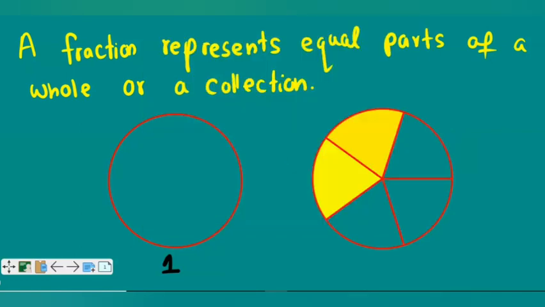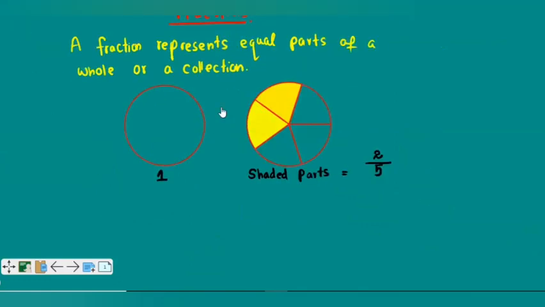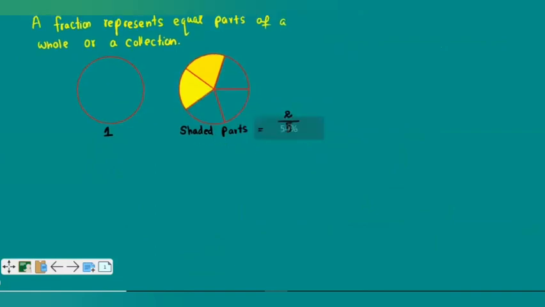Here I have shaded 2 parts out of equal 5 parts. Then the shaded parts can be expressed as there were 5 parts. Out of 5, I have colored 2 parts. Then how do we identify the numerator and denominator through this? Here, 2 out of 5.